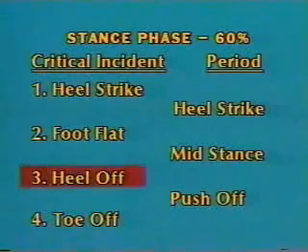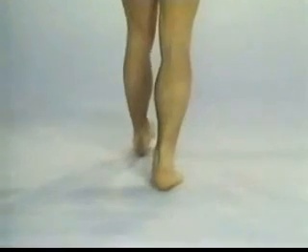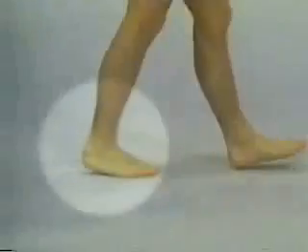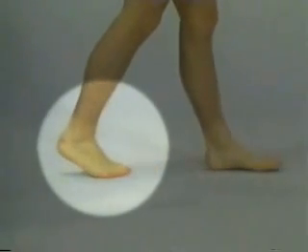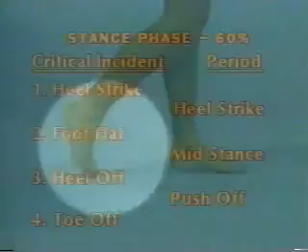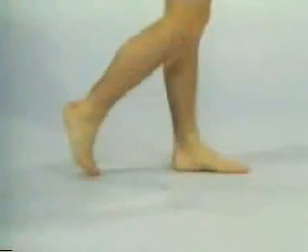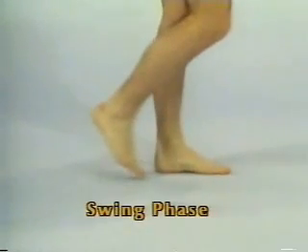Heel off. As the body weight passes further forward over the supporting foot, the gastrocnemius soleus complex contracts, causing plantar flexion of the foot and ankle to occur, giving rise to the heel-off position in preparation for the final critical incident of the stance phase, known as toe-off. As the forefoot leaves the ground, the extremity now enters the swing phase of gait.